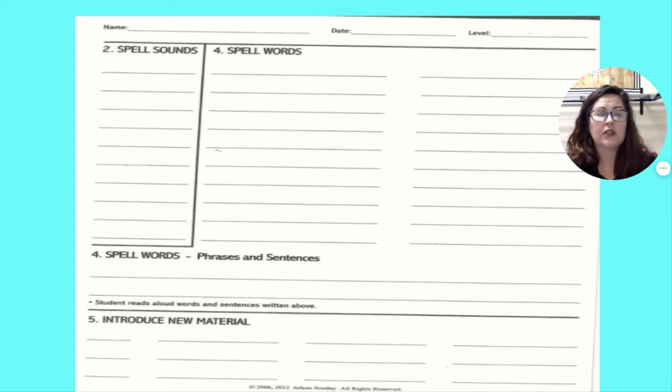Now I'm going to ask you some questions, and I want you to write your answers in the spell sound section of your paper or on whatever paper you have. What are the two ways to write the S sound? So what two letters represent the S sound? Okay. And then next, what are three ways to write the J sound?